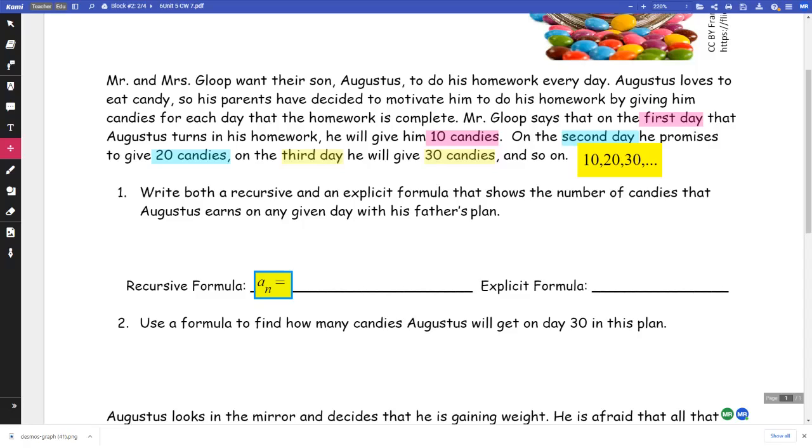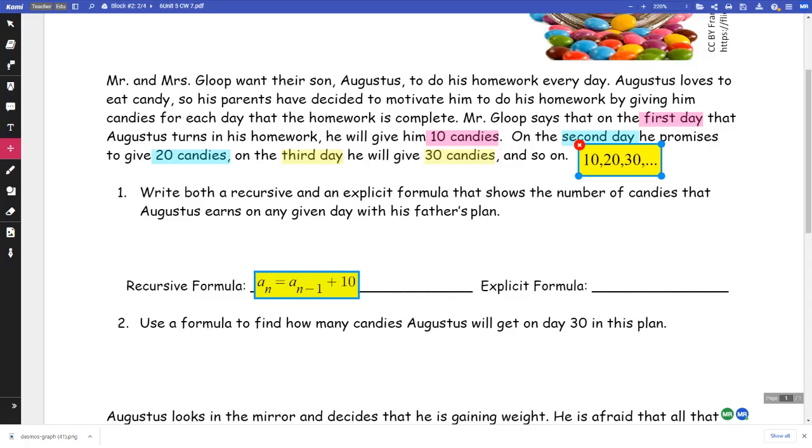So A sub N equals the term before A sub N, which is A sub, so again, shift and minus, and the N minus 1 all needs to stay in that subscript. That N minus 1 is all underneath the A, like under the line. Then I'm going to arrow out. Now I'm saying 10, 20, 30, I'm adding by 10. So I'm going to go plus 10. Now that's my recursive formula.